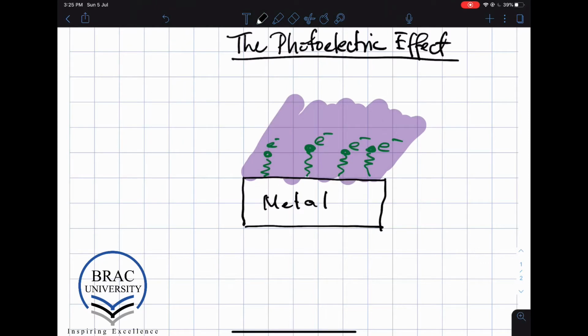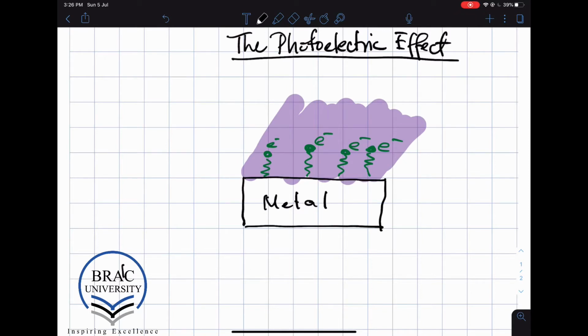Now, of course, there's nothing unusual about this effect. There's nothing unusual about the fact that when we shine ultraviolet light on a metal, it would spew out electrons. That's because the electrons in the metal are supposed to absorb the energy from the ultraviolet light, and they'll be able to escape the metal. However, there were several puzzles that could not be explained.